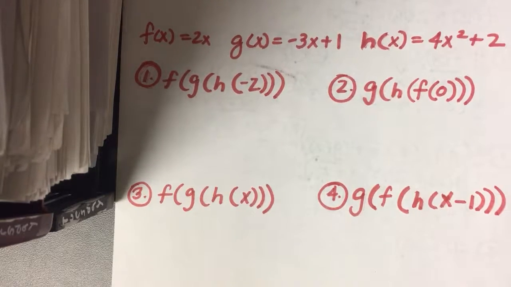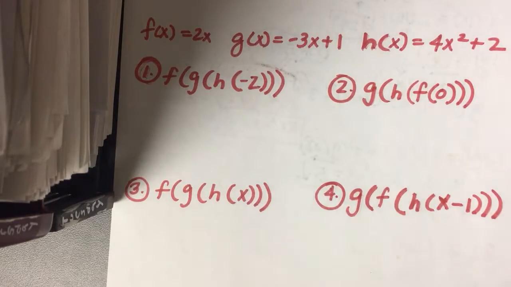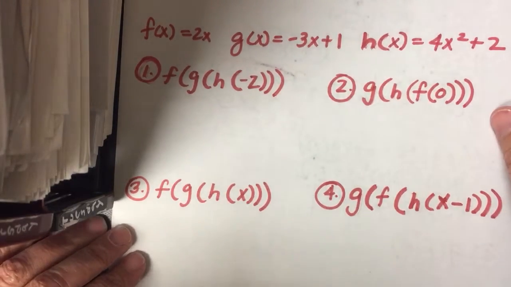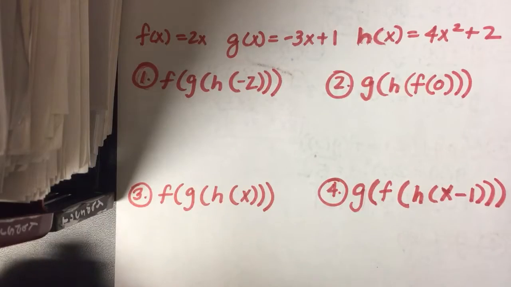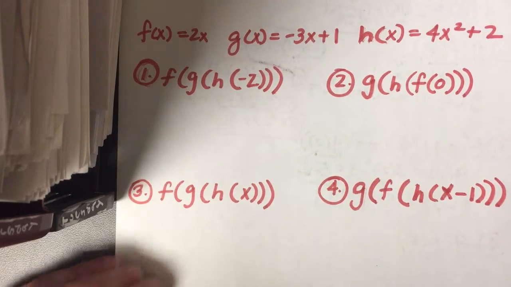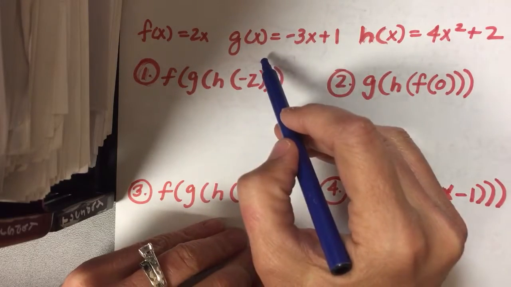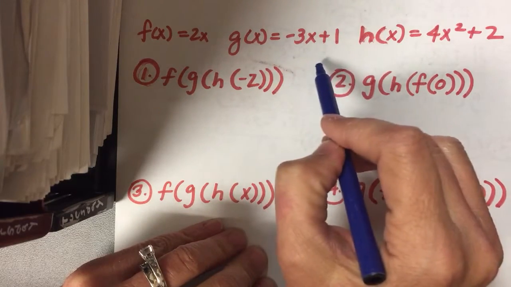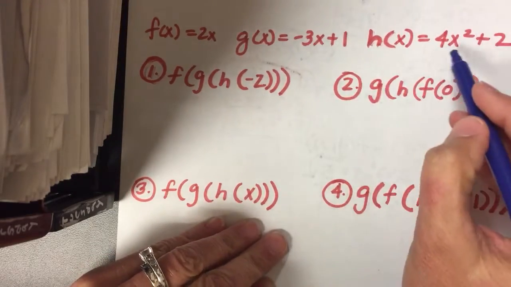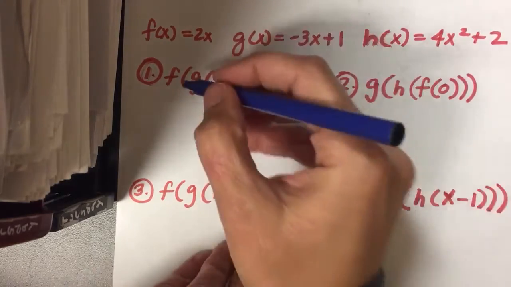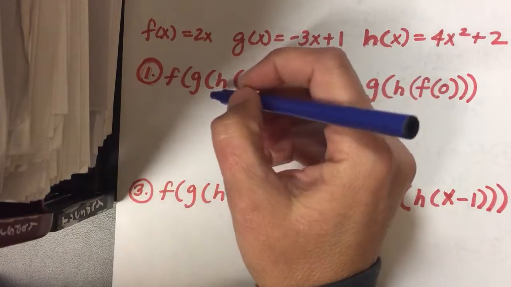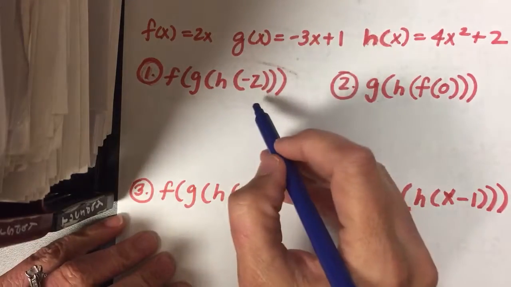This is the second part of our composing functions, compositions of functions. In this video, we're going to be looking at compositions of more than two functions. So you have your functions listed up here. We have f of x equals 2x, g of x equals negative 3x plus 1, and h of x equals 4x squared plus 2.